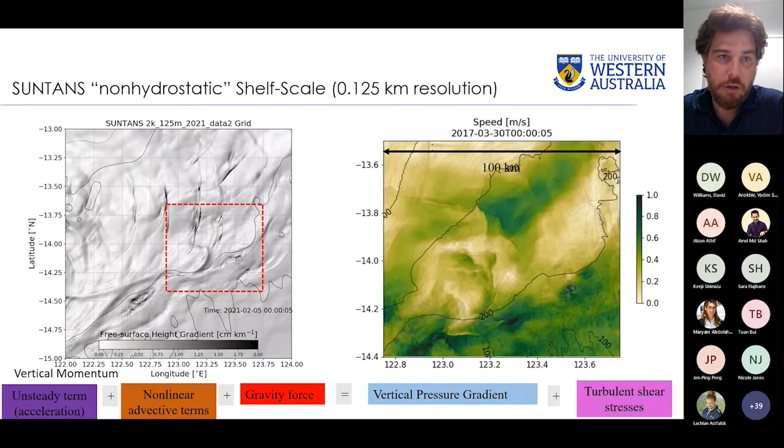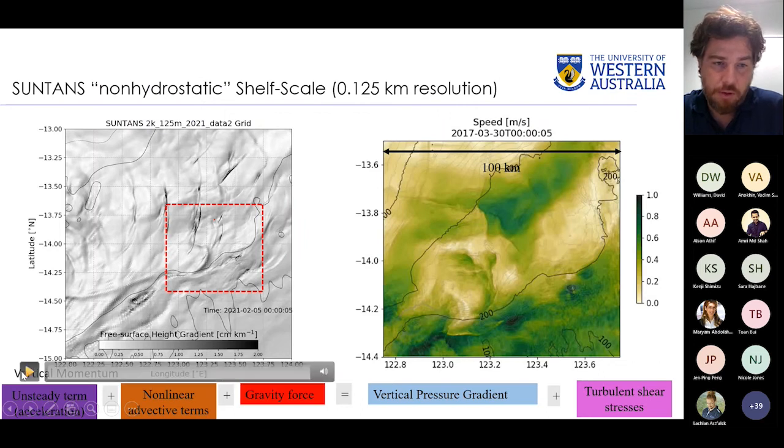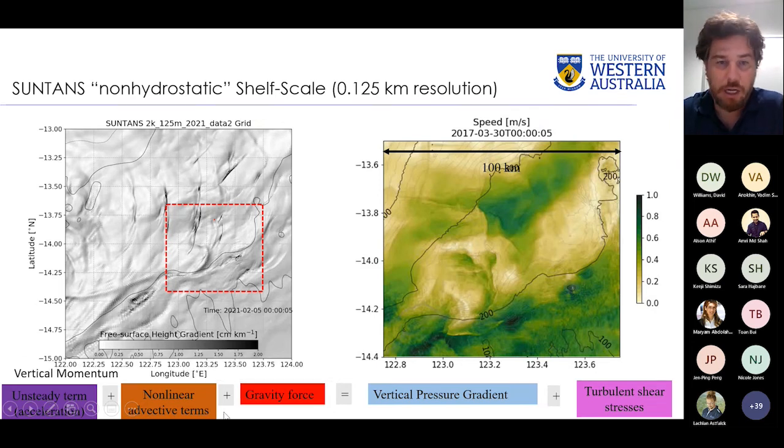So this model is what's called a non-hydrostatic model. The difference is the vertical momentum equation. To resolve the processes at these scales properly, you need to include all these extra terms in the vertical momentum equation, and that means it's much more expensive to run, basically.